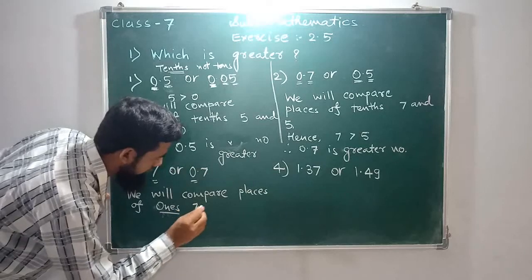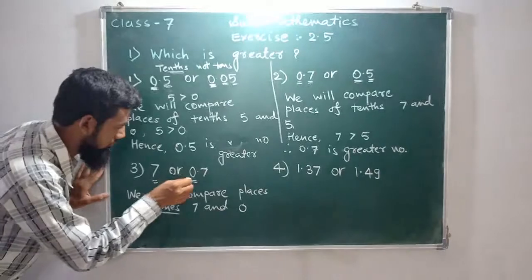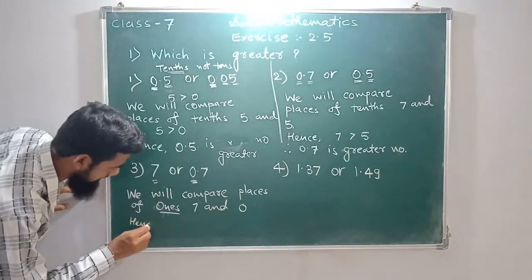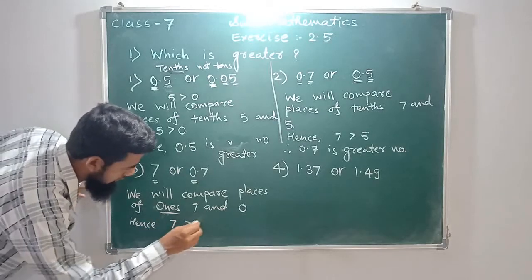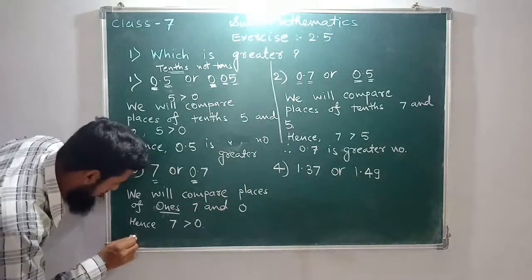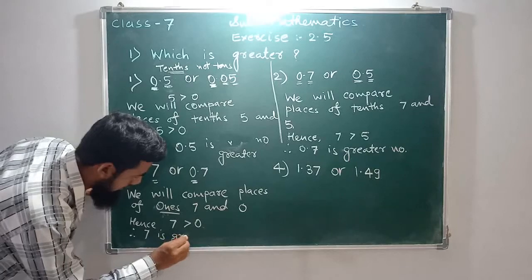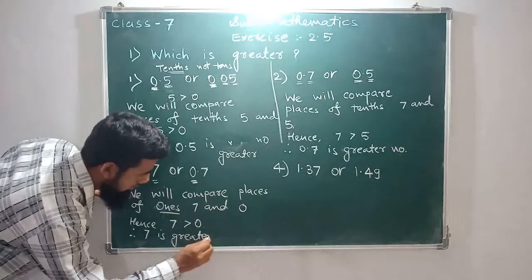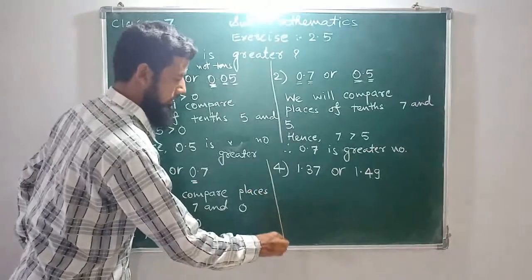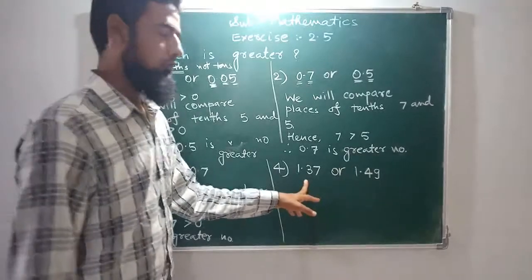Okay, 7 and 0. Okay, so hence 7 greater than 0. Therefore 7 is greater number. Clear? Now we will move on to question number 4.